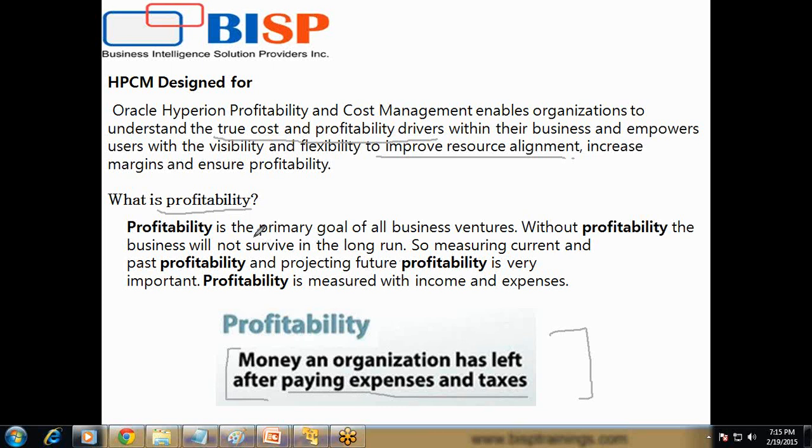Profitability is the primary goal of any business venture. Without profitability, a business will not survive for long, which is quite obvious. It means HPCM is not a luxury, it's a solution which every organization needs in order to identify and leverage profitability. Profitability is a measure of income and expenses.